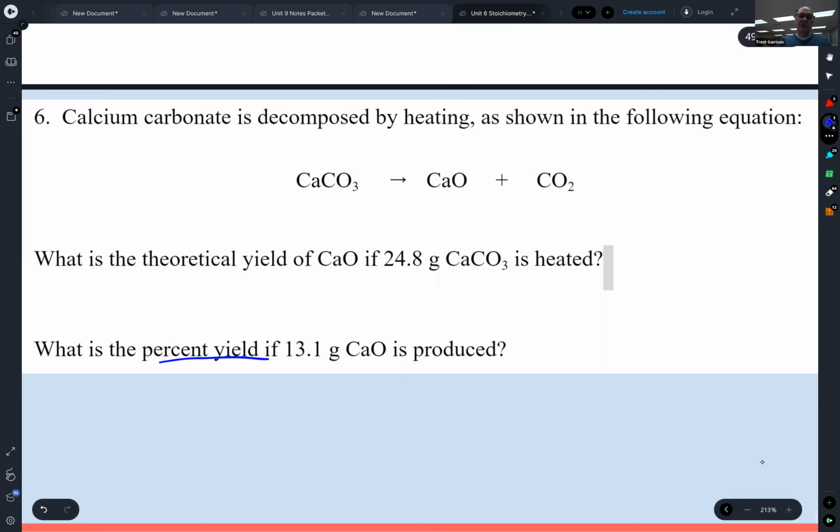Sorry, that's not the actual. This is the starting amount. I read that wrong. So this is what we're starting with. I put that in the wrong place again, 24.8. It's still my starting amount, but I put it in the wrong place. Okay, now what we're going to solve for is the theoretical yield there. Sorry, we have one reactant. We will solve through stoichiometry for the one product that they are asking for. Then we're going to compare it using the formula to 13.1.